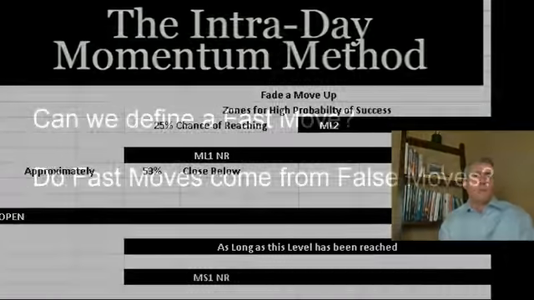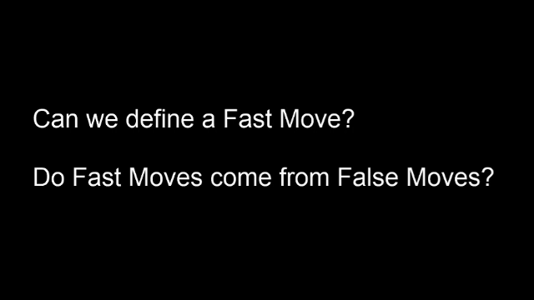Can we define a fast move, and do fast moves come from false moves? This is one of the questions that I know a lot of the traders that I studied talked about. Fast moves possibly come from false moves. I would say that they're probably the most dangerous of moves. News-driven moves, however, are something completely different. Typically a news move can take a stock much further than the data that I've actually gone through.